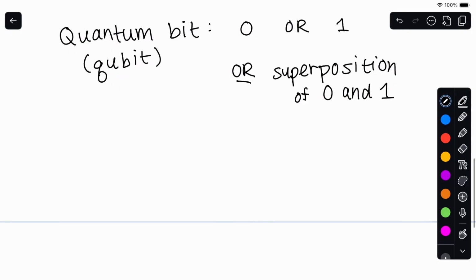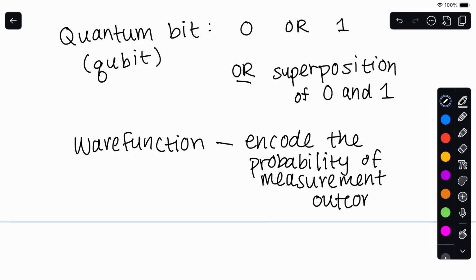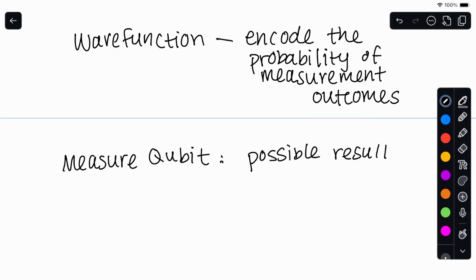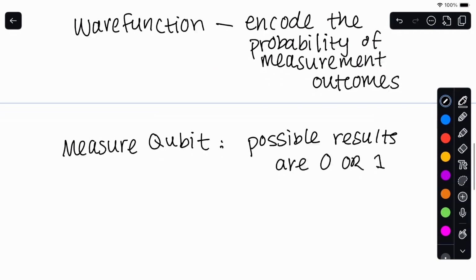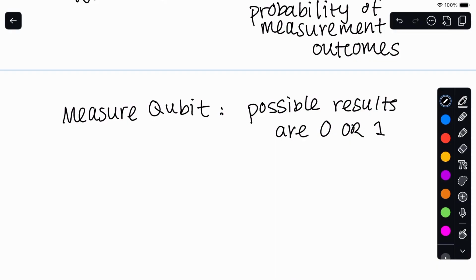But we need a way mathematically to describe the state of our qubit. And the way that we can do it is with a wave function. And so the wave function is going to encode the probability of certain measurement outcomes. So we know that when we measure our qubit, the possible results are 0 or 1. And then we need a way to basically encode the probability that we would measure 0 and the probability that we would measure 1. So an easy way that we can do this is with a column vector.